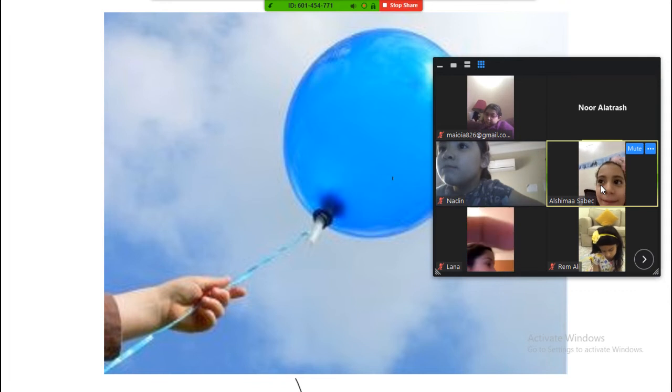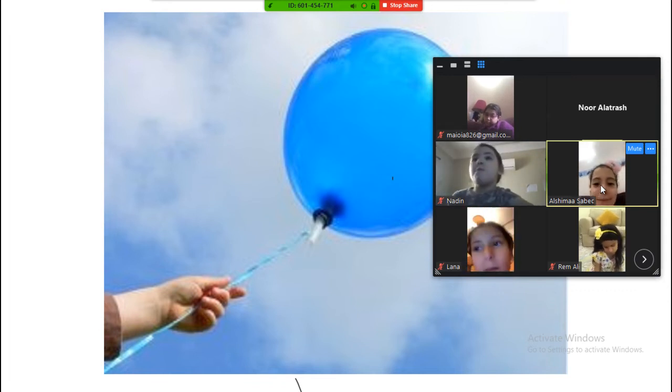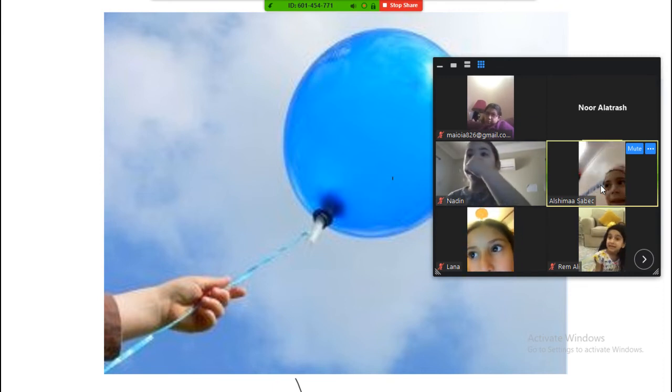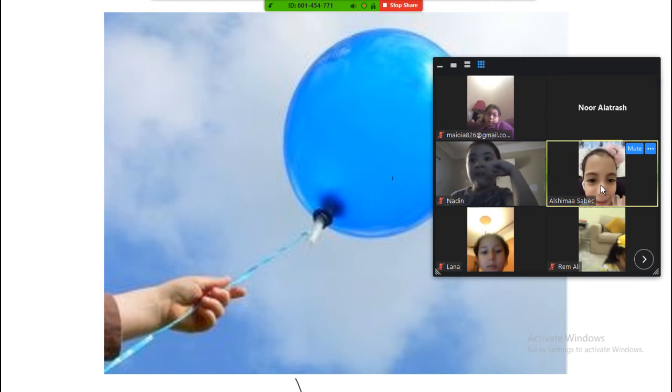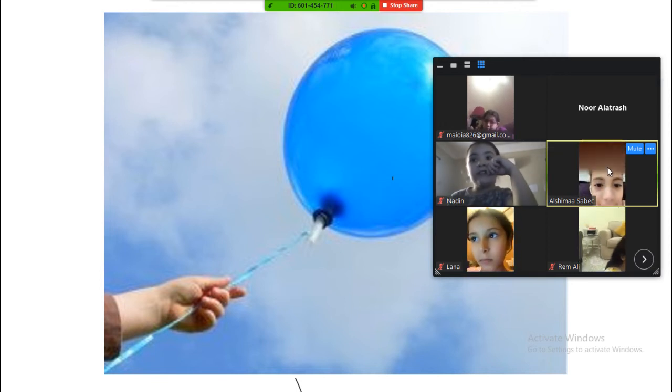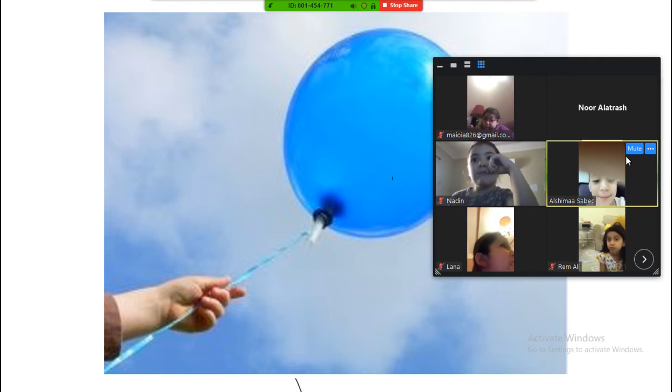How can they fill all the space? There is one very important word about gases. We can say that gases spread to fill all the space in the container. Spread means they go everywhere until they fill all the space in the container. Here, what is the container that the gas fills in this picture? Yalla, Jaylan.